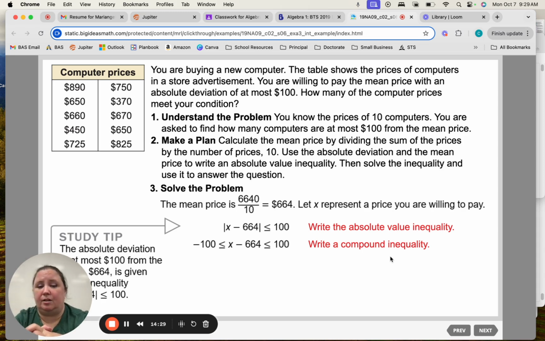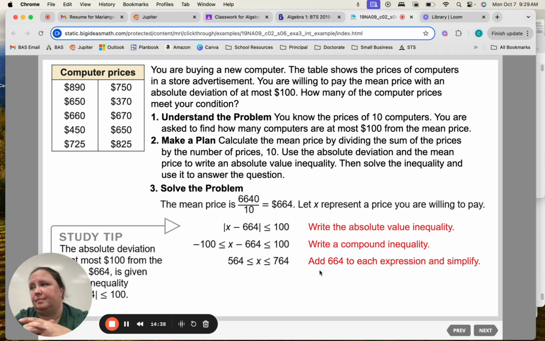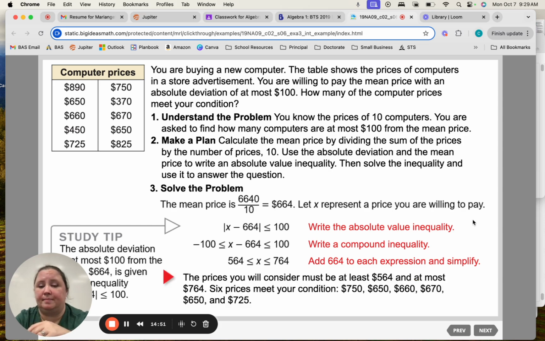And then how do we get x by itself? We're going to add 664 to both sides. So the left side would be? 564. And then the highest you would pay would be? 764. So the range that this person is willing to pay for their computer is between $564 and $764. Wow. So at most, how many computers meet that condition? 6. 6 computers meet that condition.